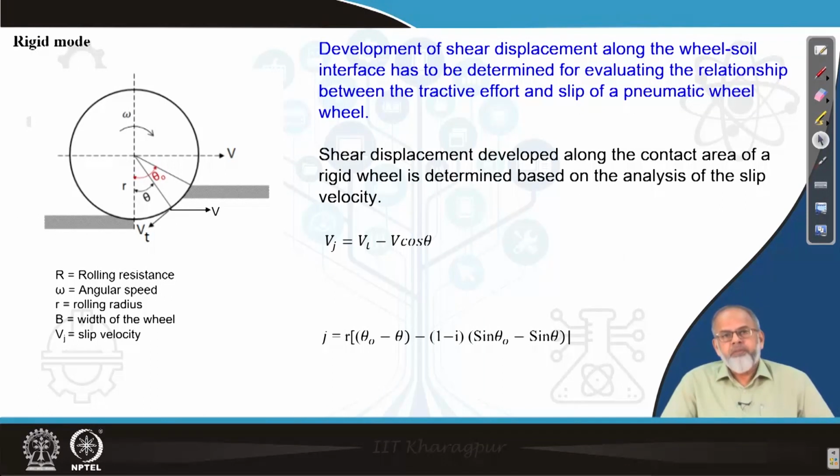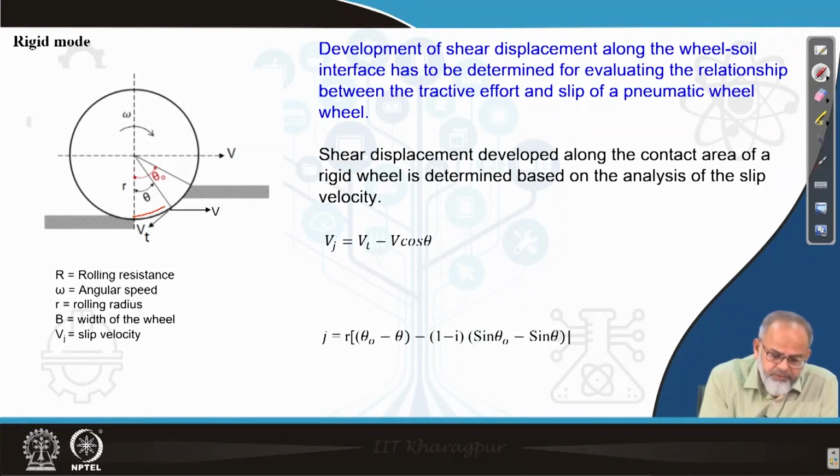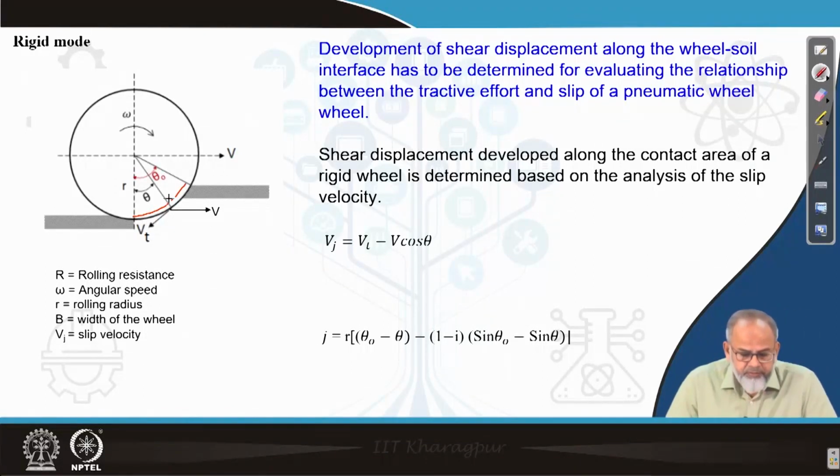When we talk about tractive effort, that means what is the shear stress which is developed, and shear stress is a function of shear displacement. Where is it developed? It is developed at the contact patch, where the wheel is in contact with the soil. This is the phase where the shear stress will be developed. To find out shear stress, we should know the shear displacement, and to know the shear displacement we need to know the slip velocity. So these are all interlinked.